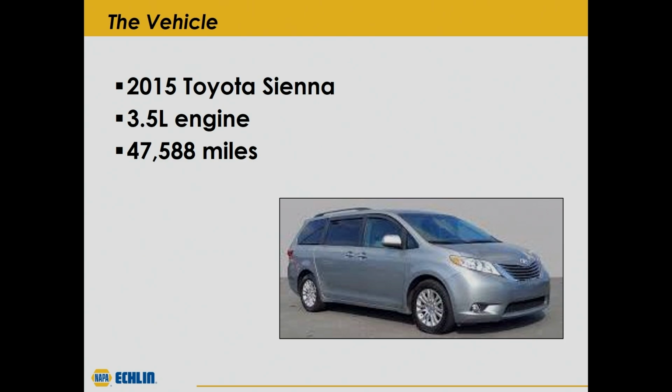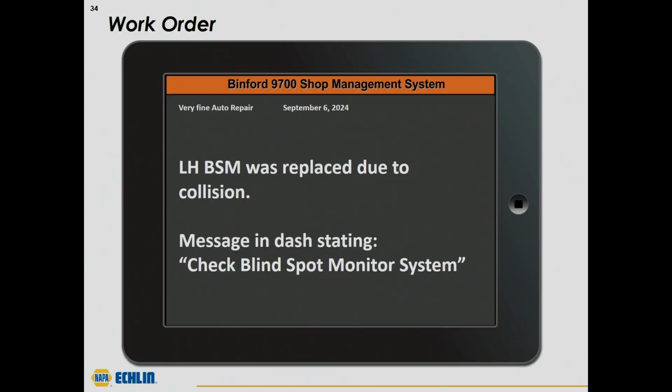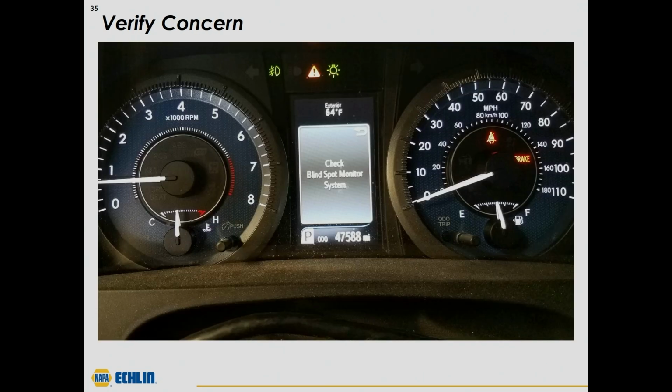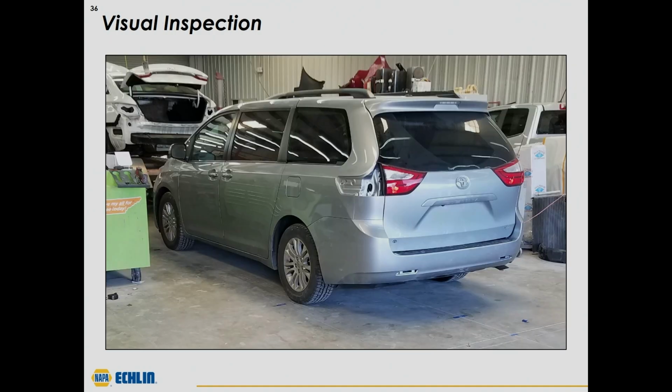Here we've got a 2015 Toyota Sienna, and the work order for this is that the left-hand blind spot module, so there's actually a radar assembly in the left rear of the vehicle for detecting blind spots, was replaced after a collision. Now there's a message on the dash stating that we need to check the blind spot monitor system. We verify the customer concern and we agree there's definitely a message on the dash. There's something wrong with the left rear blind spot.